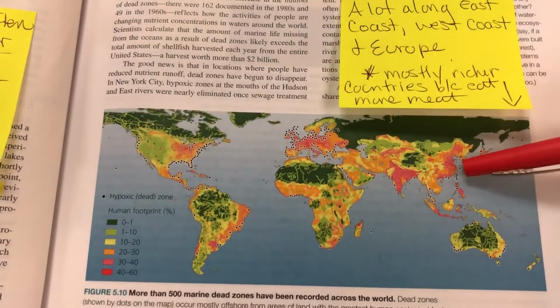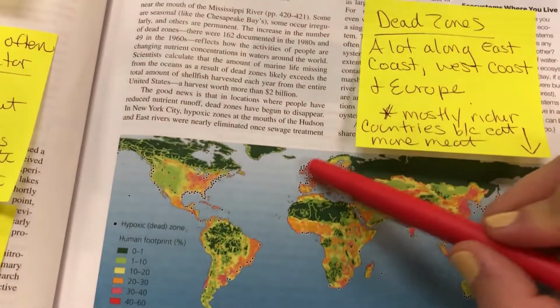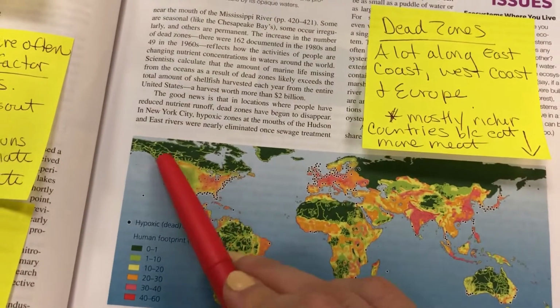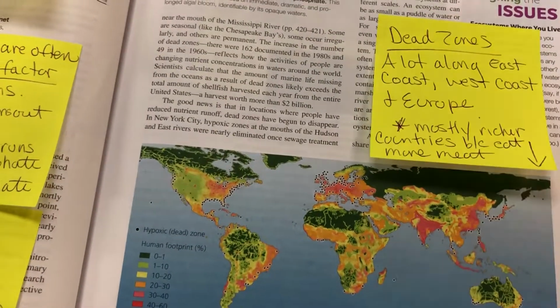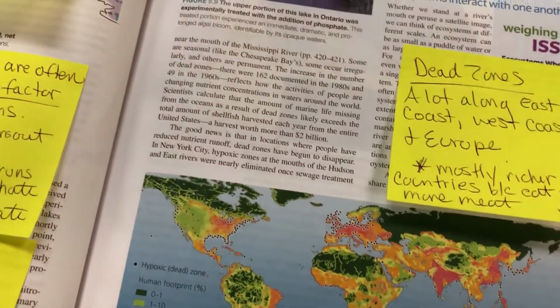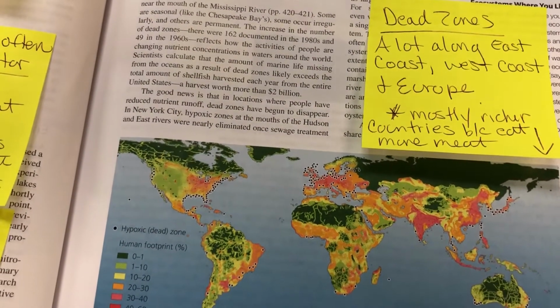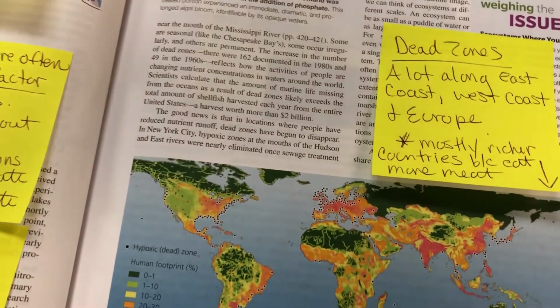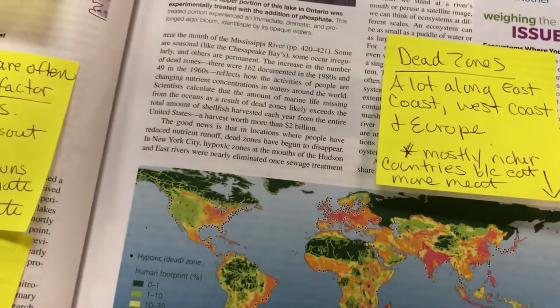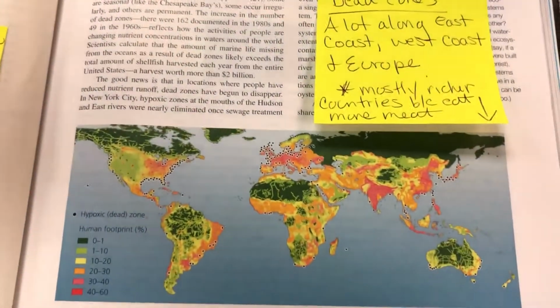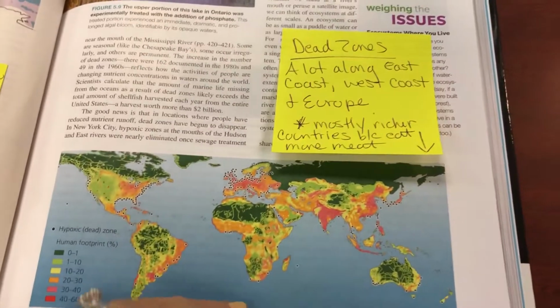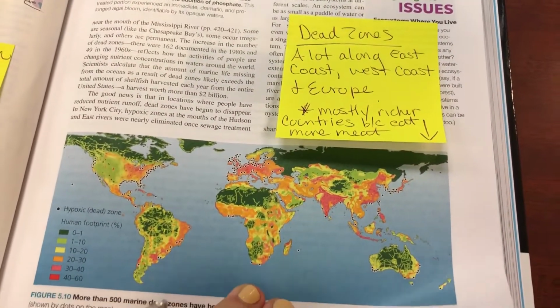So the trend here is that all of your richer countries actually experience most of the dead zones. And that is just because of our lifestyle. We eat a lot of meat, which requires a lot more nutrients and a lot of manure, and unfortunately we're killing off our natural bodies of water there with high levels of dissolved oxygen. So they're going bye-byes. All right.